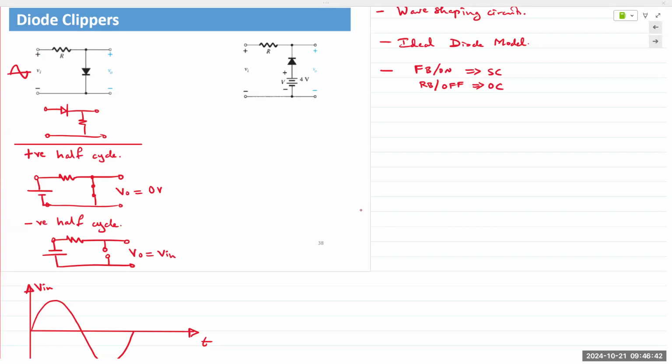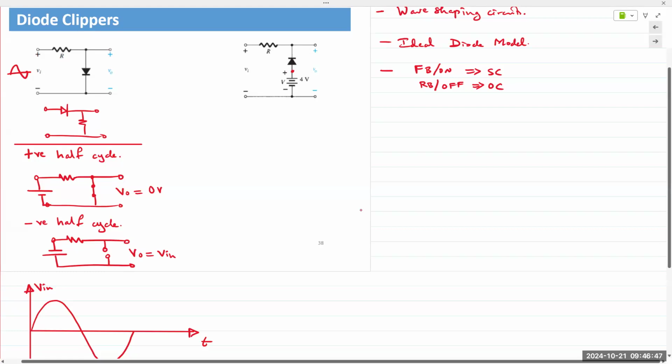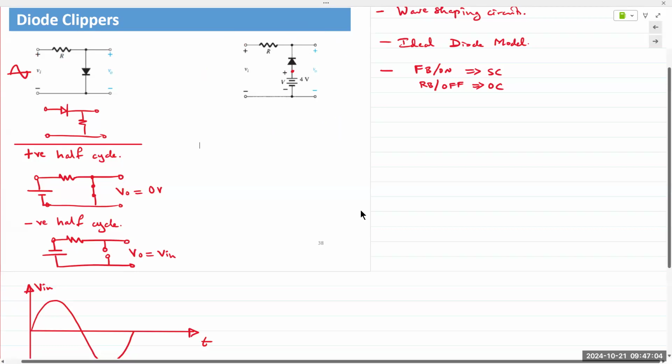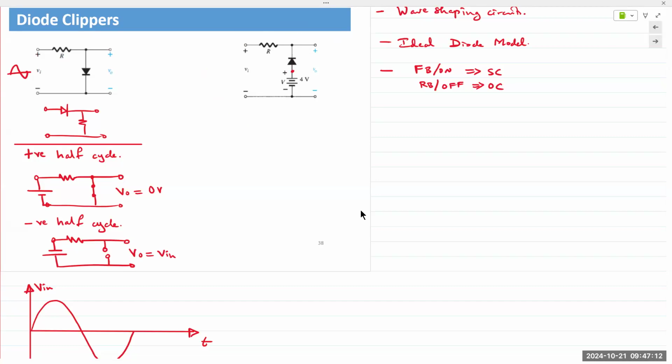So let's see first. The anode is connected to a 4-volt DC source, meaning the anode is held constantly at 4 volts. Talking about this circuit on the right. So the anode is held at a constant value of 4 volts. So what does that mean? Is the diode on or is it off? Well, it depends, right? If the cathode is above 4 volts, the diode is off. If the cathode goes below 4 volts, the diode remains on.